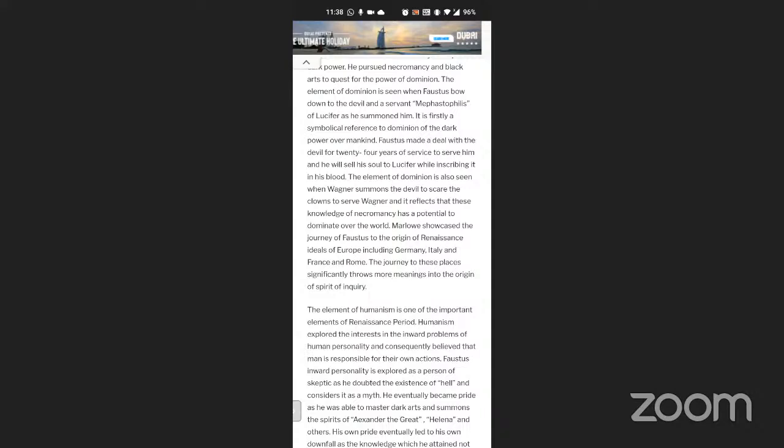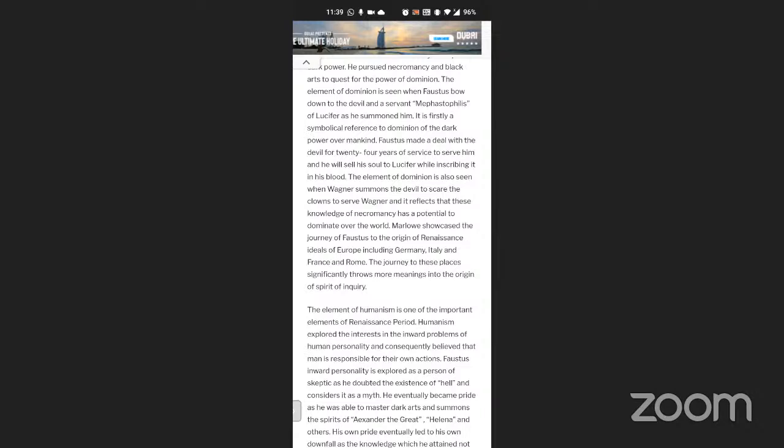Marlowe showcased the journey of Faustus to the origins of the Renaissance ideal of Europe, including Germany, Italy, France, and Rome. So Dr. Faustus went to these countries and he played with people. The journey to these places throws more meaning on the origin of the spirit of inquiry. The element of humanism is one of the most important elements of the Renaissance period. Humanism explored the interest in the inward problem of human personality and consequently believed that man is responsible for his own actions.